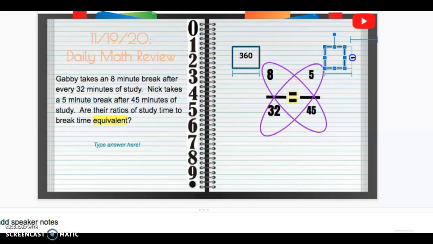When you get that answer, if they equal the same, you would type yes, or you're going to type no. Whichever answer you get here, if it's the same, you type yes. If it's not the same, you're going to type no.